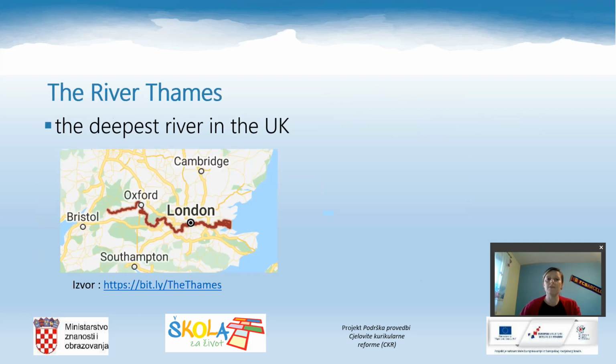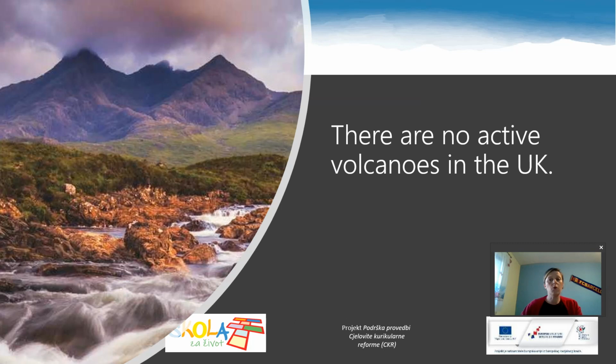The River Thames is the deepest river in the UK, and one interesting fact about the River Thames is that there are over 200 bridges over the river. There are no active volcanoes in the UK. There are a few non-active volcanoes in some British overseas territories.